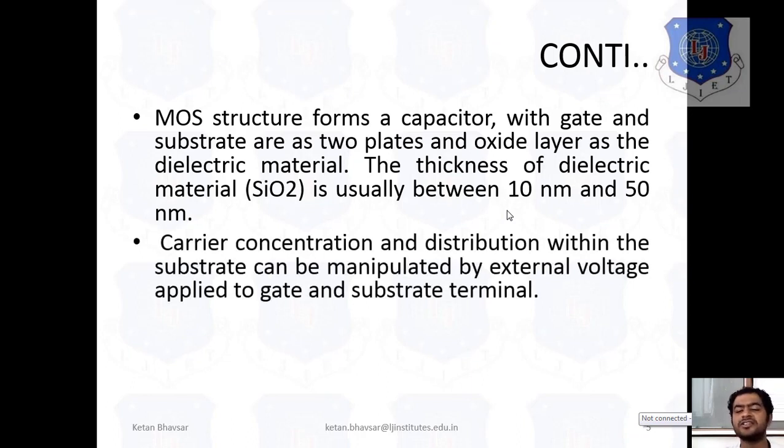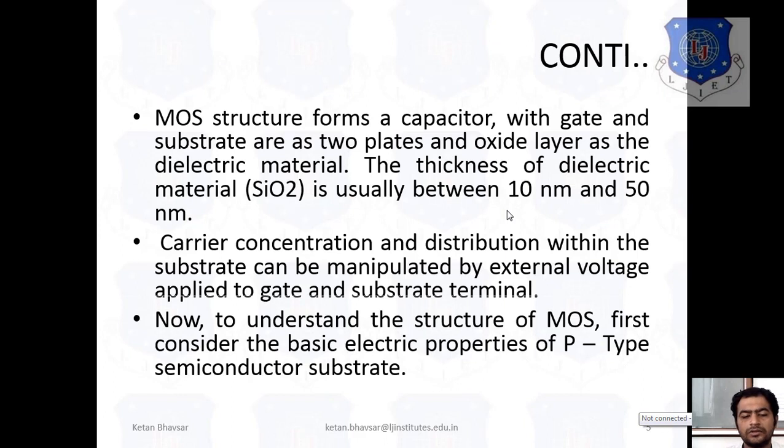Carrier concentration and distribution within the substrate can be manipulated by the external voltage applied to the gate and substrate terminals. So as you can see, we can vary the voltages at the gate and substrate terminals, and when you apply certain voltages to the terminals, you can see the effects. So we can easily identify what exactly the effect is produced near the surface or near the substrate terminal.